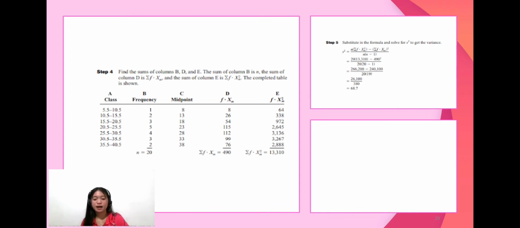Next, we find the standard deviation. It is the same method as in my previous topic. We take the square root of the variance. So the square root of 68.7 is equal to 8.3. This is our standard deviation.